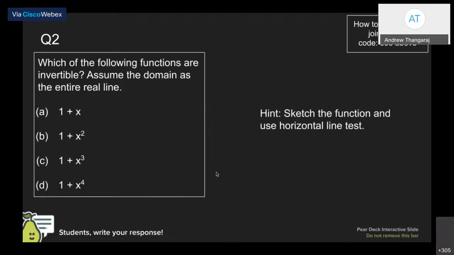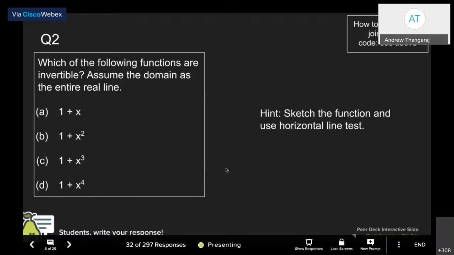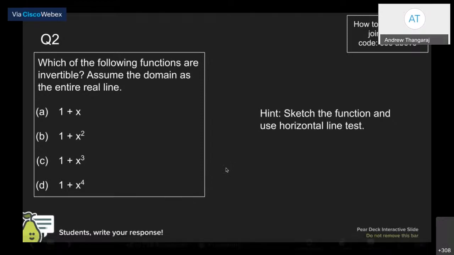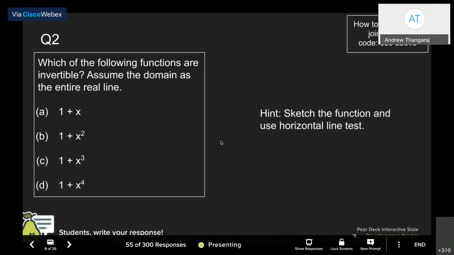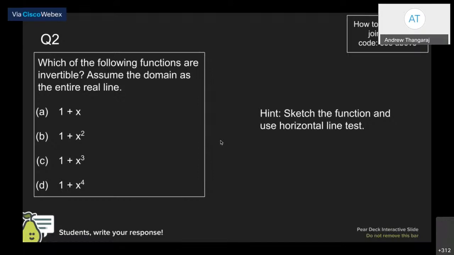That's what you do. Okay, so there are these functions: 1 plus x, 1 plus x squared, 1 plus x cubed, 1 plus x power 4. Which of these are invertible? Okay, so that's the question. I'll give a couple of minutes, maybe about 2 to 3 minutes, for people to process this. The hint is given. You might want to roughly sketch it and use the horizontal line test, which is for injectivity and invertibility.